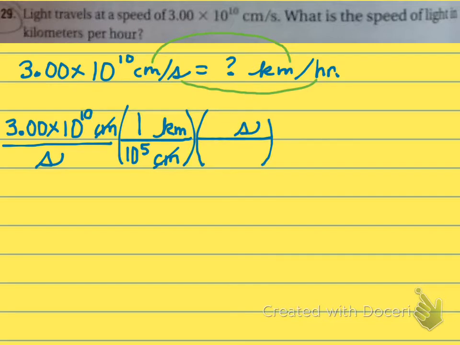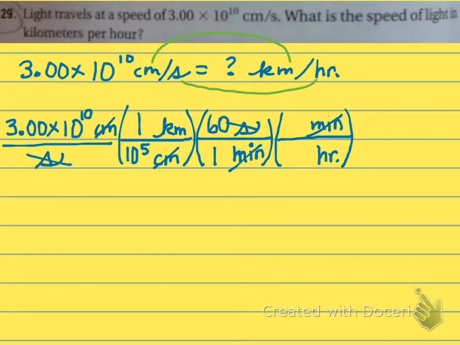And I don't know how many seconds there are in an hour off the top of my head. So I'm going to change seconds to minutes because I do know something about that. But then I'd be in kilometers per minute and I want kilometers per hour. So minutes have to go in the numerator to cross out and hours are going to go in the denominator. And now I'm in kilometers per hour. We know that 1 minute is 60 seconds and 1 hour is 60 minutes.